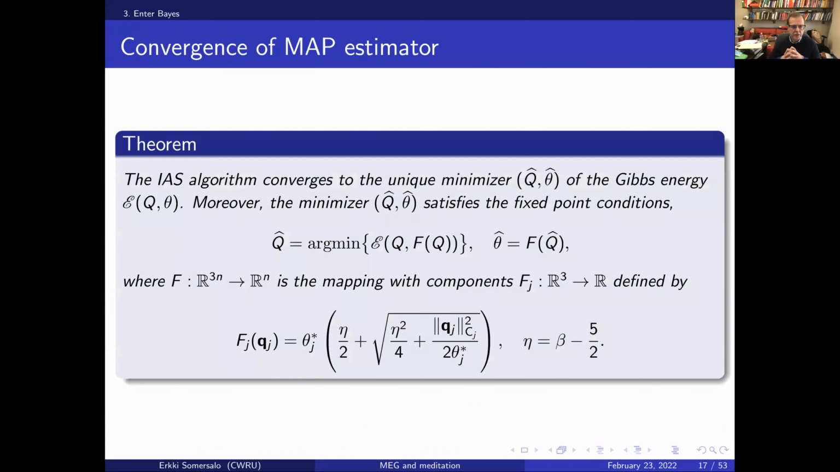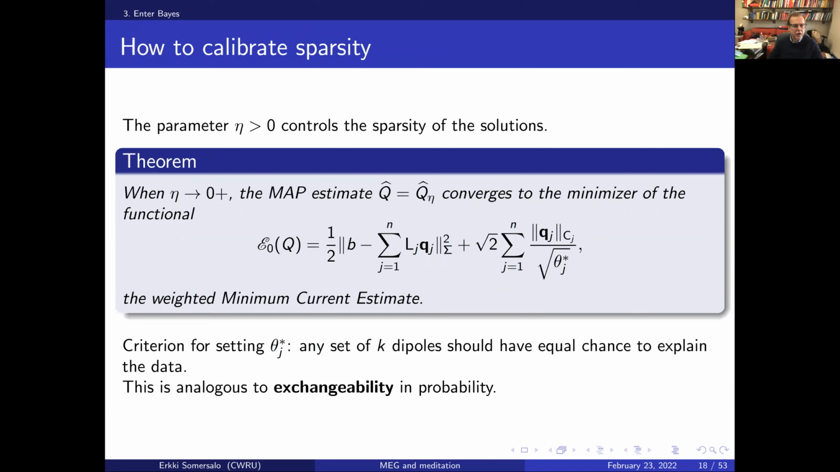Now, here's a theorem that I told you. This algorithm converges to a unique minimizer. We also know that the minimizer Q hat, theta hat, satisfy the fixed point condition. So theta hat is going to be a function of Q hat, which is given in the last row. And so equivalently, you can think that we are minimizing a functional which is depending only on Q. So this theta, in some sense, is just an auxiliary parameter here. So we have an algorithm that converges and it does its job. So how does the solution look like?